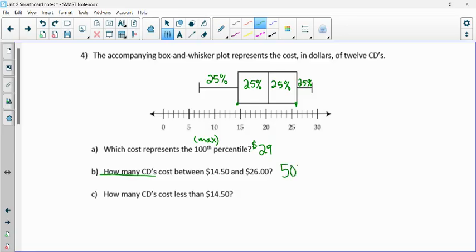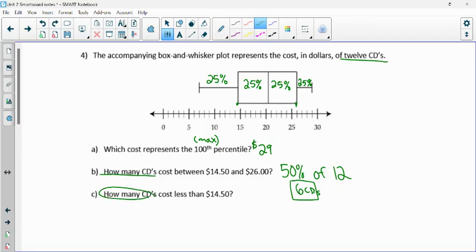Now, the question is not asking what percent. It says how many. So we're saying 50% of how many? How many were in our data set? How many CDs were in our data set? 12. There's 12 CDs in our data set. It says it up here, 12 CDs. So we're finding 50% of 12, which is, again, half of 12, which is 6. So 6 CDs would have been costing between $14.50 and $26. Okay, so we can say 6 CDs.